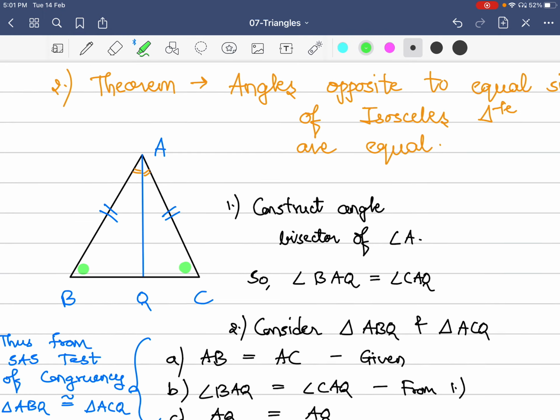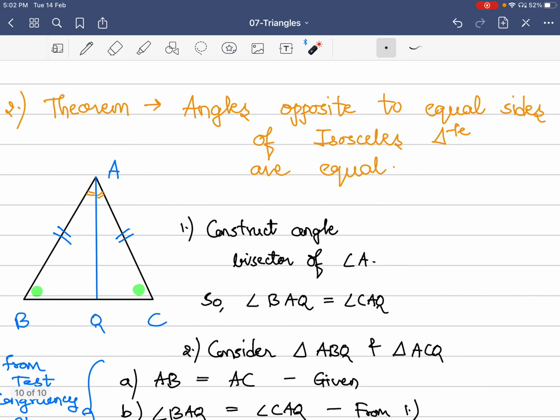Thus we have proven this theorem which says that if the sides of two triangles are equal, then the opposite angles to the equal sides are also equal to each other. So this theorem is proved. Now similar to this theorem, we have the converse theorem for an isosceles triangle, which we are going to prove in the next part now.